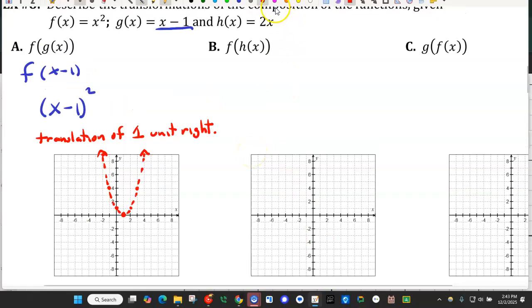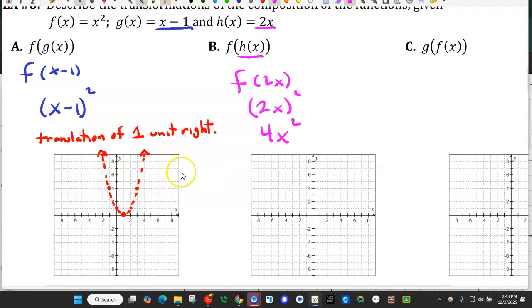Let's look at B, and this time H, which is 2x. That's going to go inside x squared. So we're going to have 2x going into x squared. So we got 2x in parentheses, mind you, squared. So we get 4x squared.